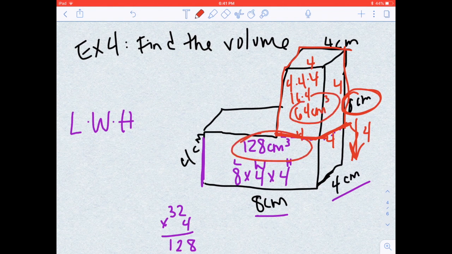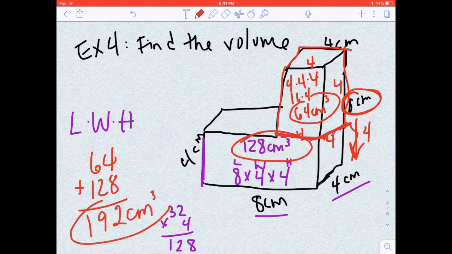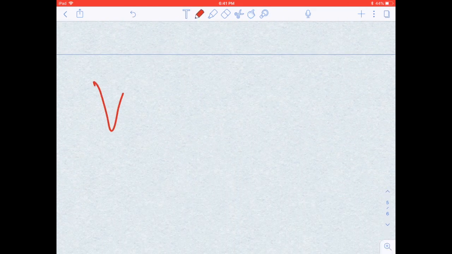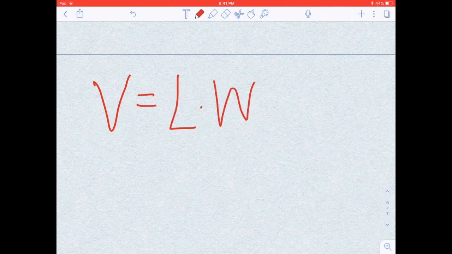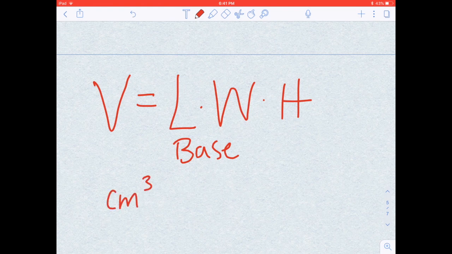Now I have the volume for both sections, so I add it up, and I get 192 centimeters cubed. Okay, so what's the takeaway from this? When you do volume, you want to do length times width, this is your base, times the height of your cubes. You're going to multiply 3 things, and you're always going to end up with an answer that is cubed. Has a little 3 at the end of it.